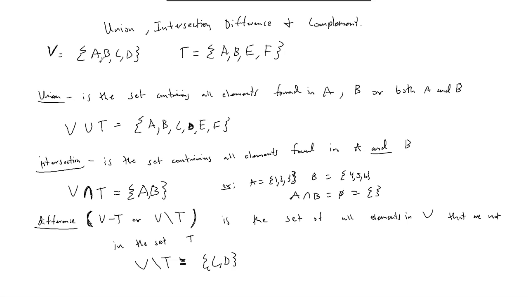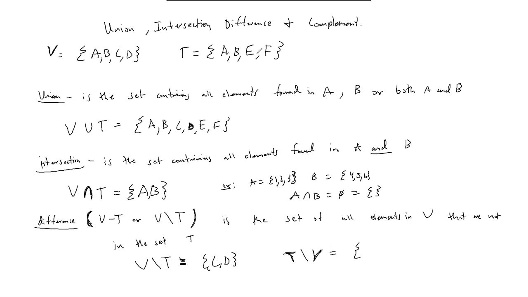Even though E and F do not occur in V, it doesn't really matter because we're just subtracting off from V the elements that are also in another set. So we don't care about the other elements in T that are not in V when we do this. If we want to find T minus V, it's the same sort of idea, but now the set we're looking at is T, so it's going to contain only elements that are in T to begin with that are not in V.